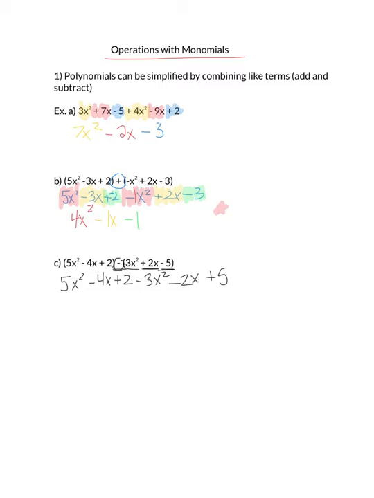All right, I'm going to go through and do the exact same thing, but I'm going to do it quicker. I've got a 5x squared take away a 3x squared. That's leaving me with 2x squared. I have a negative 4x subtract 2x. Negative 4 subtract 2 is negative 6. And then I have a 2 plus 5, which is leaving me with 7.